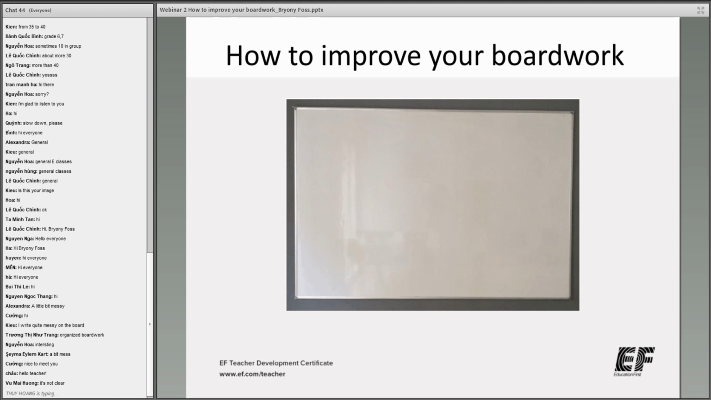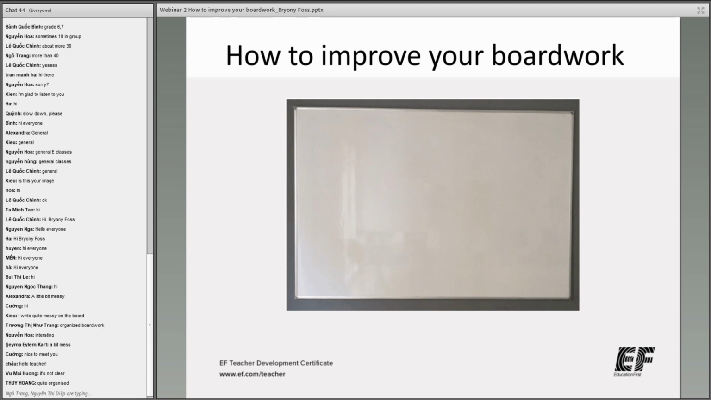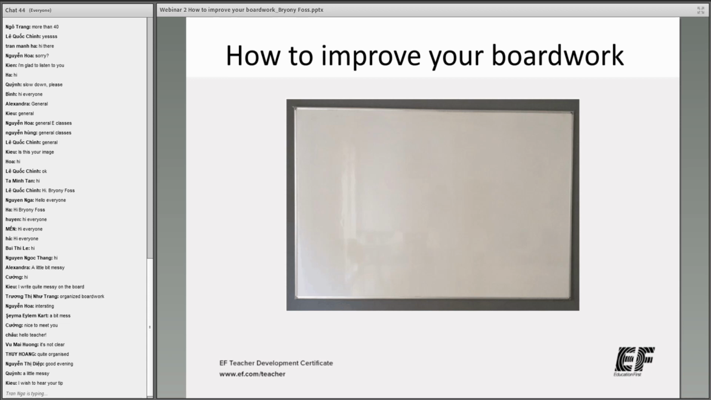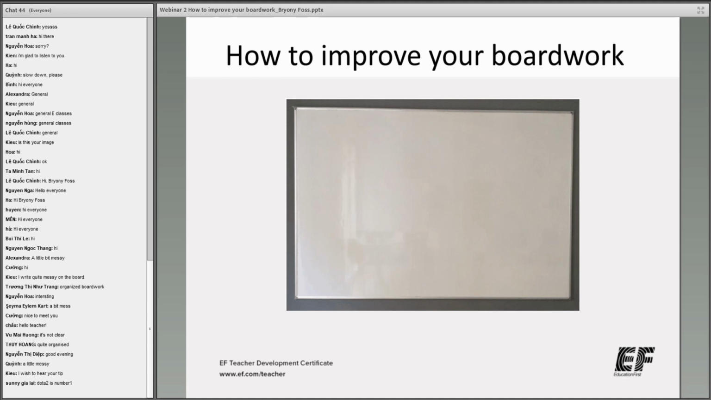All right, good. So hopefully I can help some of you people who are saying it's a little messy or not very clear. And for those who are more confident, maybe I can give you some extra tips and advice to help you. So I consider the board to be a very important resource in the classroom, especially in low resource classrooms, because the board is like a canvas on which you can provide visual support for your class.